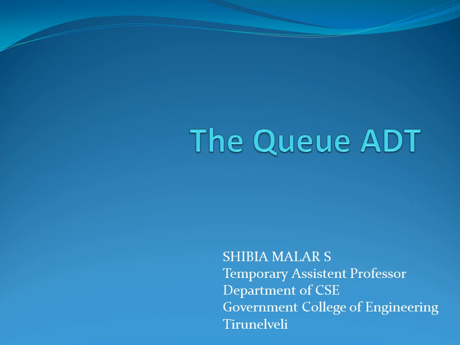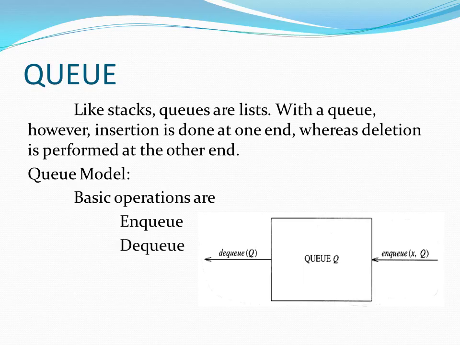In this video, we are going to see about the queue ADT. Like stacks, queues are also lists. With the queue, the insertion is done at one end, whereas the deletion is performed at the other end. But in a stack, the insertion and deletion take place at only one position called top. Here in a queue, we can apply two operations, NQ and DQ.